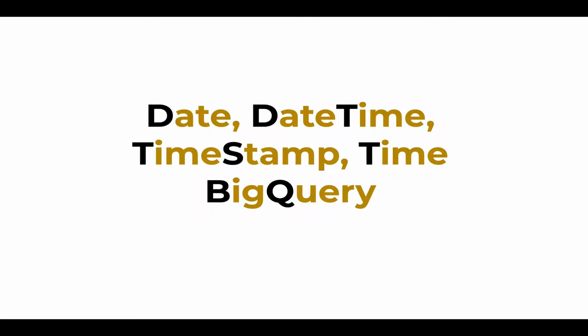There are four datetime data types in BigQuery. They are date, datetime, timestamp, and time. In this offering, we will look into the differences between these four data types.